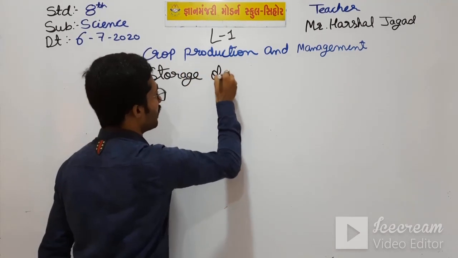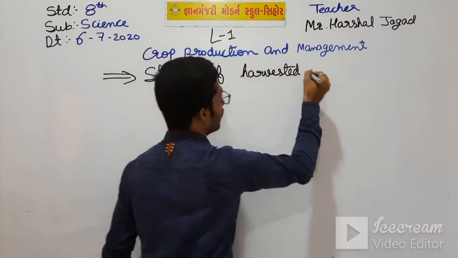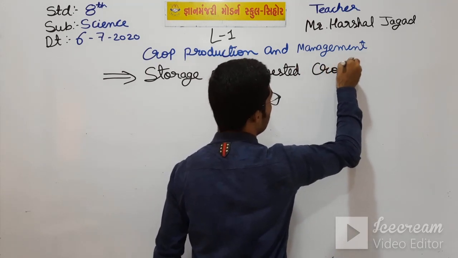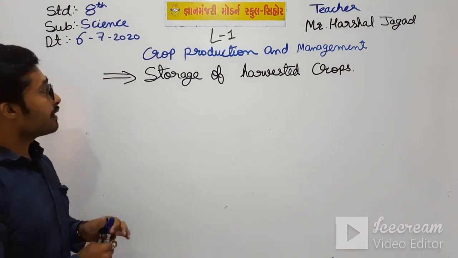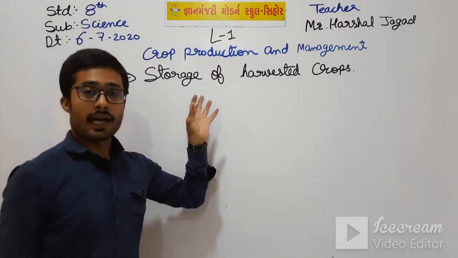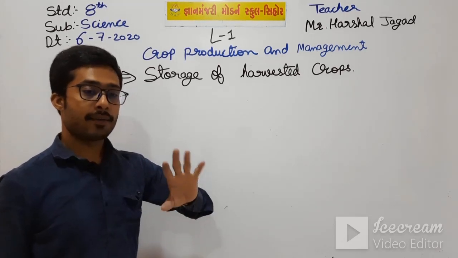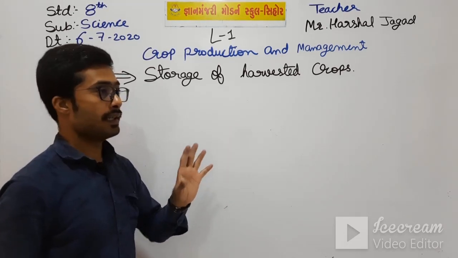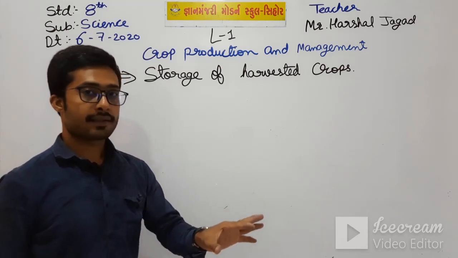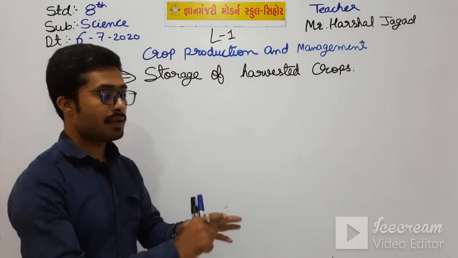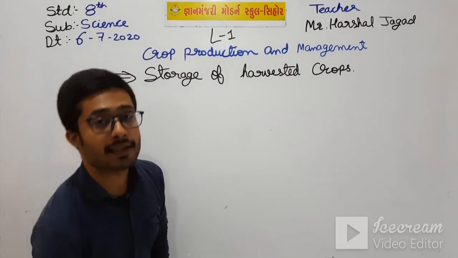Storage of harvested crop. So in this whole process, after removing the crops and the grains are removed from the crops, it is first harvested, means it is cut and put in the same position or collected at one place. So this process is known as harvesting, and then it is removed.